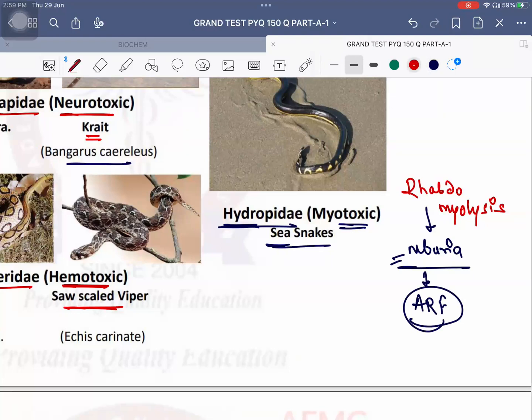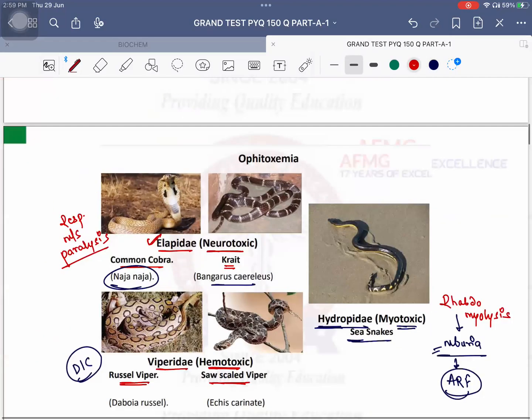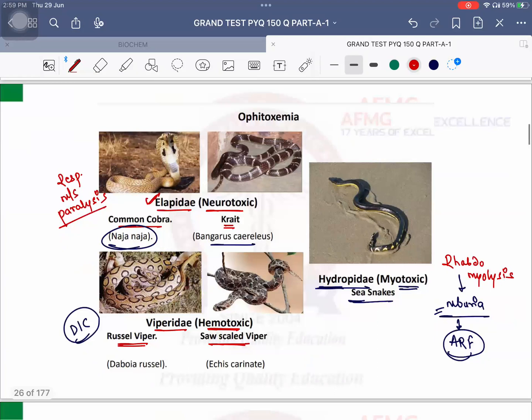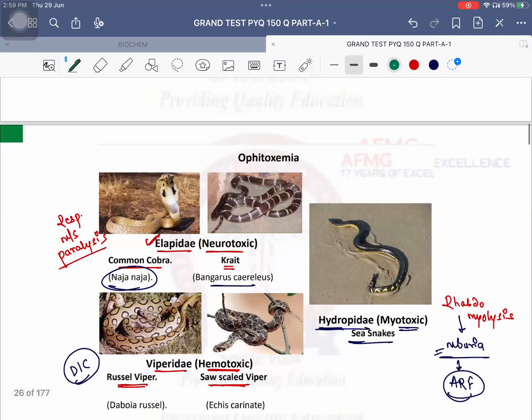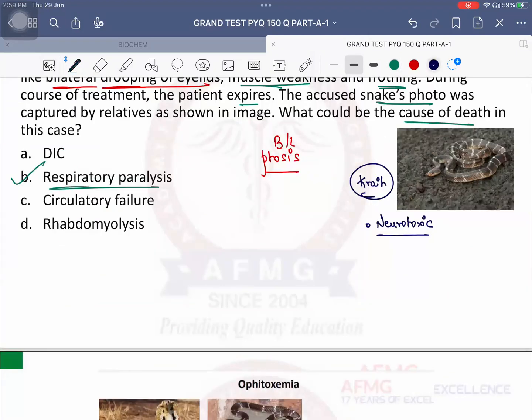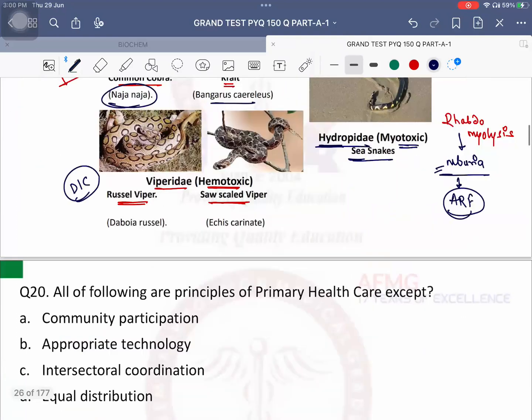So quickly, cause of death in Elapidae or neurotoxic family, respiratory muscle paralysis. Cause of death in Viperidae or hemotoxic family, DIC. And cause of death in Hydrophiidae or myotoxic family, acute renal failure. No problem. So definitely, as it is a neurotoxic snake, the cause of death should be respiratory paralysis. Moving ahead.